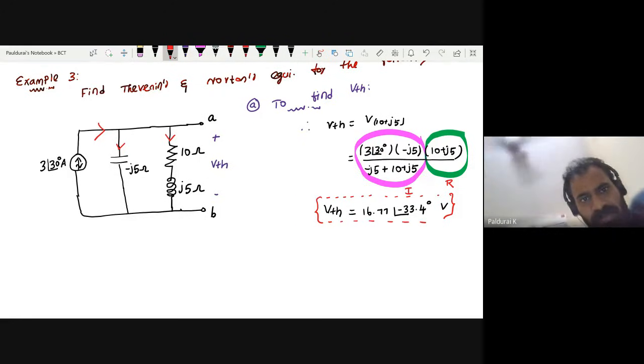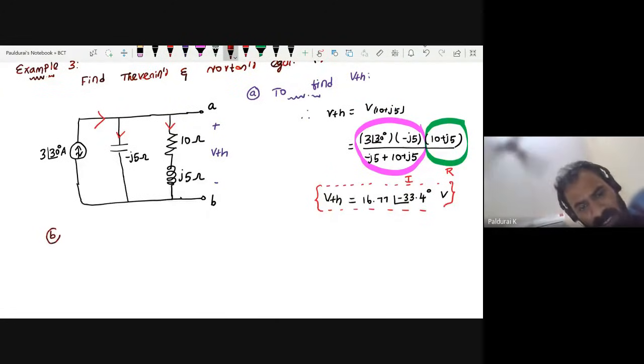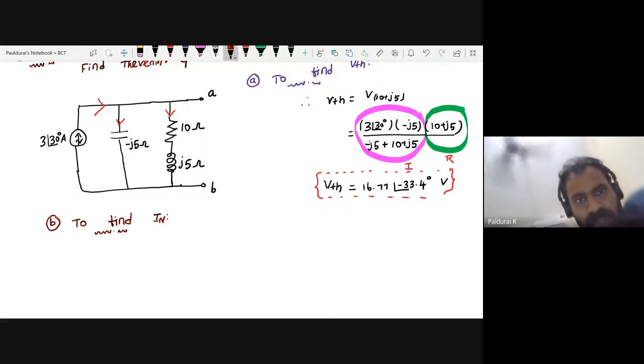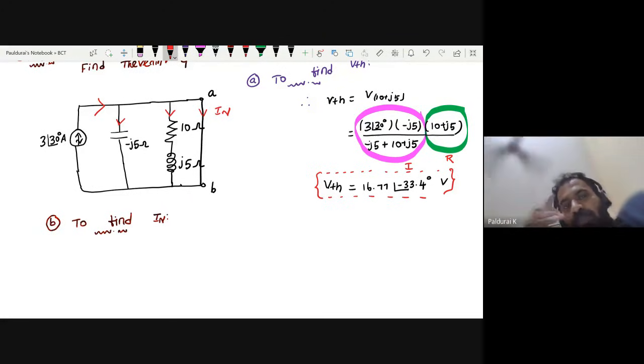Next, what do I want to calculate? Since I want to calculate both Thevenin and Norton, this time I want to find IN, the Norton current. So what is the procedure to calculate Norton? That you know. This time the load is open, but you want to make a short circuit. If this is short circuit and you want to calculate the current through the short circuit, so now what will happen to this guy?